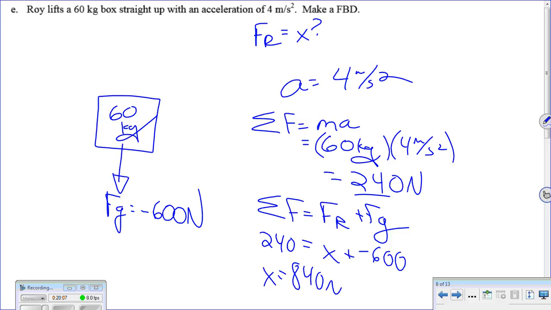Notice my answer came out positive. What does a positive force mean in this problem? Up, right? So trust the math, you guys. The math will tell you the signs. It'll just tell you the direction. What else did I do when I just drew that arrow? Made it longer than gravity, because it's more force. Good.